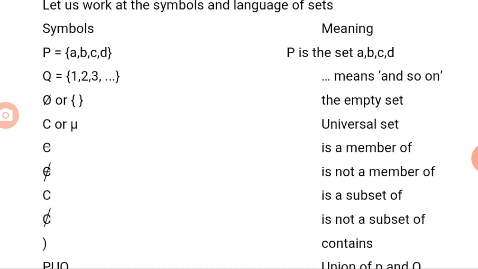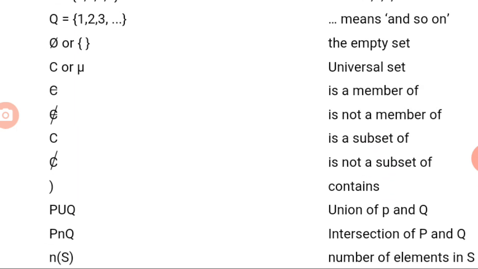So, the next one is this symbol, which is a member of. The next one that has a slash is not a member of. Then the next one in form of C is a subset of, and the opposite, the one that has a slash on it, is not a subset of.